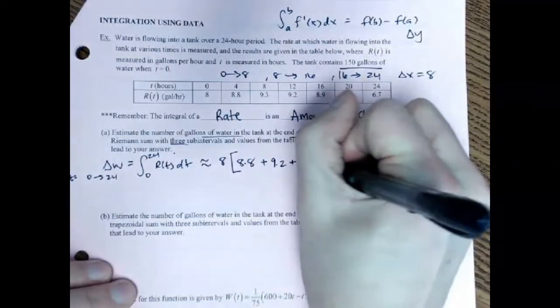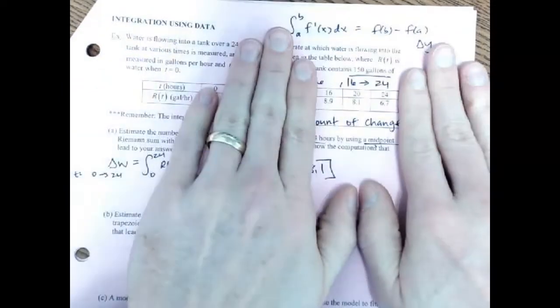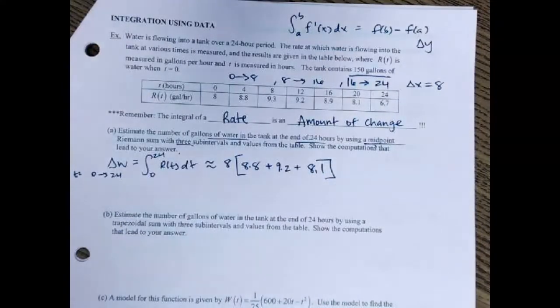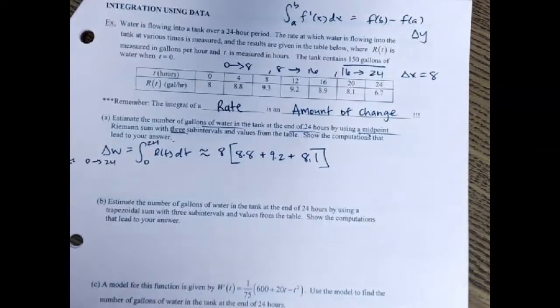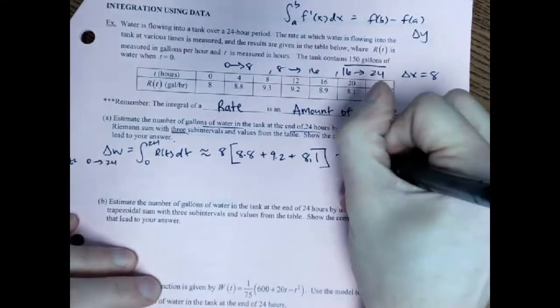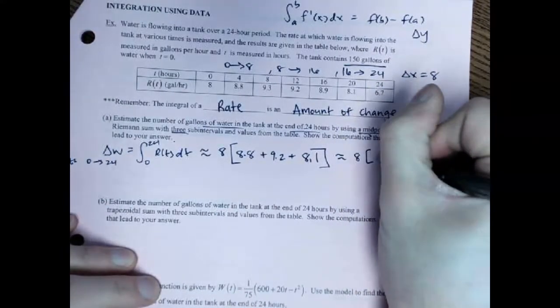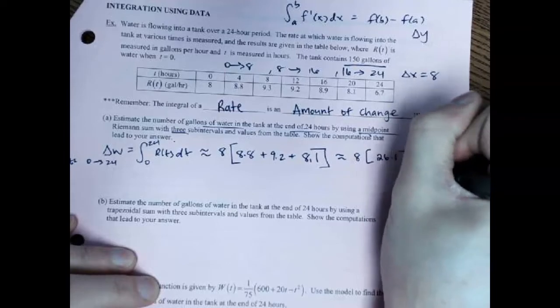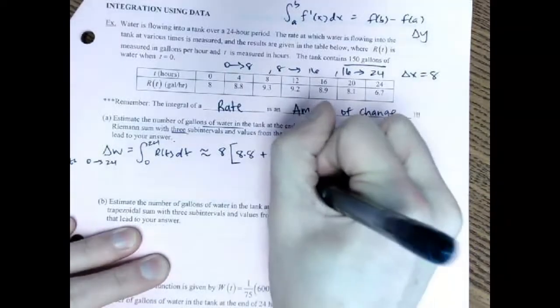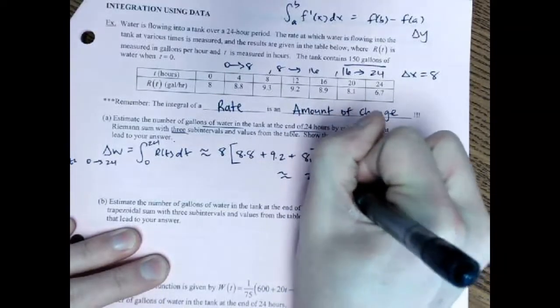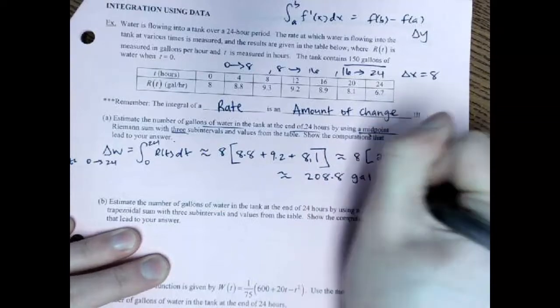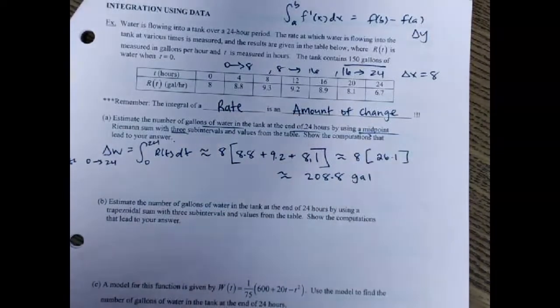If you focus on one interval at a time, these Riemann sums should really never be difficult because they're just areas of rectangles or areas of trapezoids. Geometry should be easy by the time you're in calculus, hopefully. Okay, imagine me typing this into the calculator. 8 is 8. All this stuff on the inside would give us 26.1. Multiply it by 8. And so we end up getting 208.8 gallons.